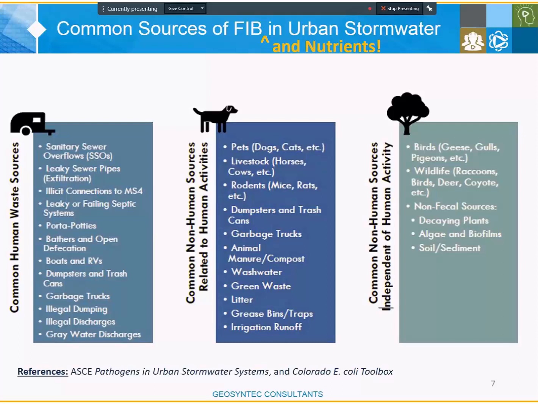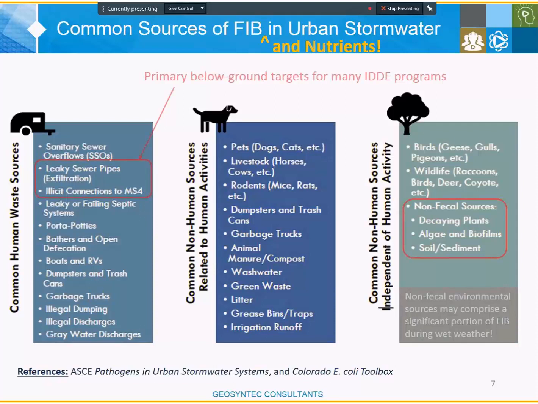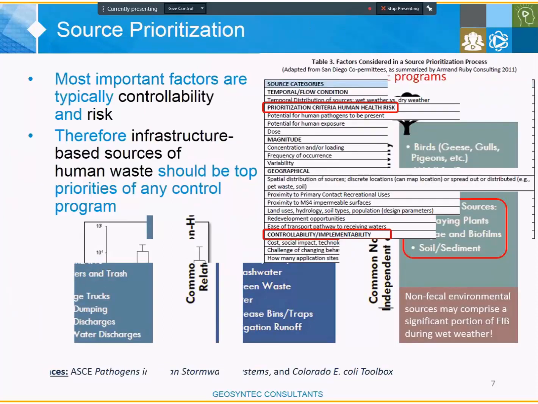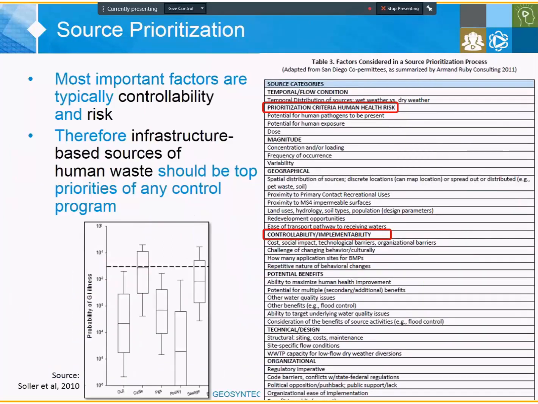So understanding your sources, that's the first step of any process for bacteria control planning. And so moving on, once you know your sources, prioritizing them for then planning your controls is the second step. And we typically do that based on a number of different factors, which are documented in the Colorado and ASCE guidance manuals. But the most important factors are typically controllability and risk.